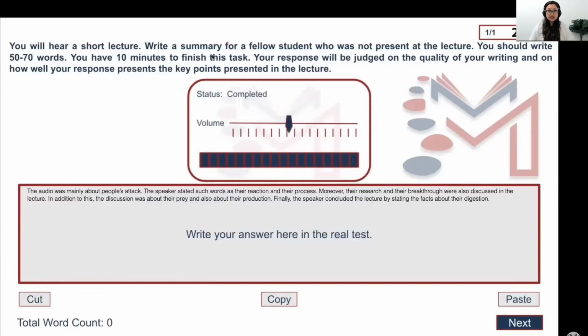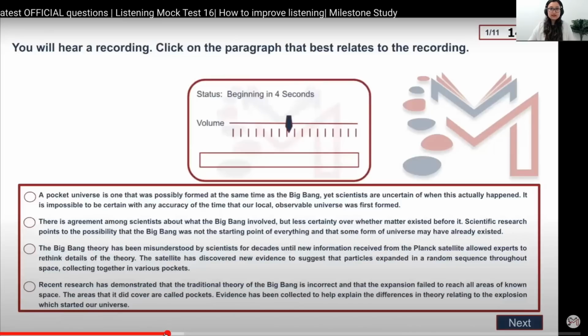Next, let's go to the second question. This is the second question, which is highlight correct summary. Now, before I play the audio, let me give you a brief as to how we should actually do it. Now, this time I skipped these questions and ended up getting 81.